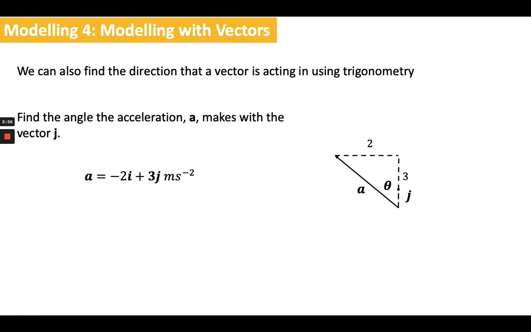Now that's a simple right angle triangle, and I can use that to find theta. So I know that the inverse tangent of 2 over 3 will give me theta, because tan is the opposite divided by the adjacent. That gives me 33.7 degrees. Key thing with this, always draw the diagram. If we do that, we'll get those right every single time.